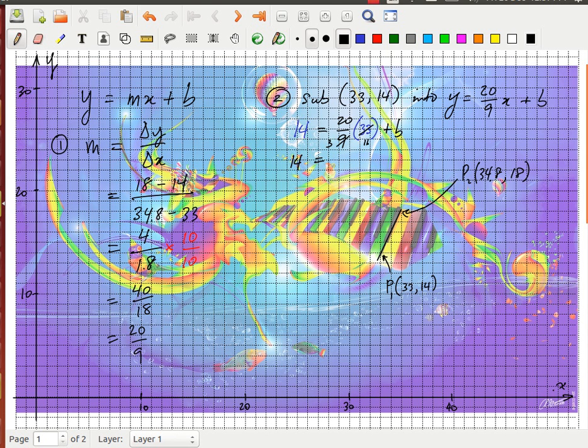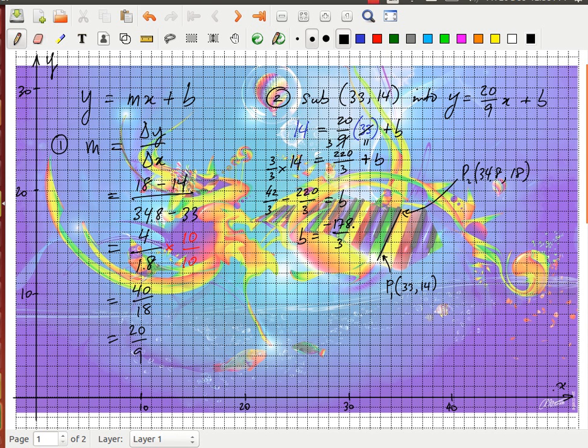So I end up with 20 times 11 divided by 3. 20 times 11 is 220 divided by 3 plus b. And then I'm going to need a common denominator. So how do I put 14 over 3? I multiply it by 3 over 3. And so 3 times 14 is going to be 42 over 3 minus 220 over 3 is equal to my b value. And then my b value in the end is equal to 42 minus 220, which is going to be negative 178 all over 3.